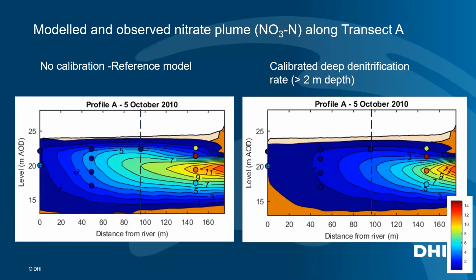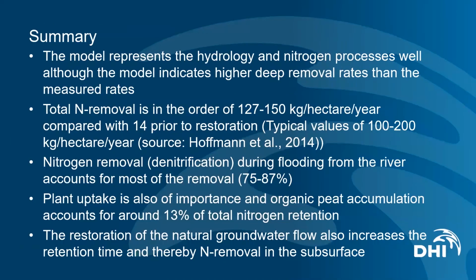We also have some measurements of the nitrate plume along there, and quite reasonable agreement with the behavior of the model in the groundwater. So just to summarize, I think we have a nice model of what's happening in the hydrology and the nitrate processes, and we're finding that we get reductions or removals of about 130 to 150 kilograms per hectare per year, and that fits quite well with other empirical evidence that we have.